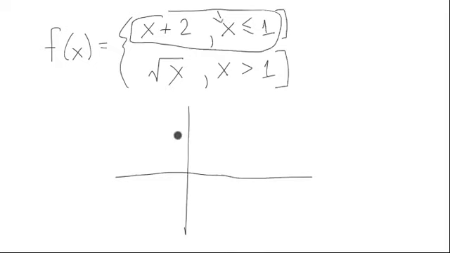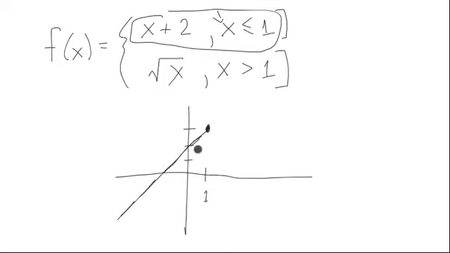So x plus 2, let's think about that as a graph with an x-intercept of negative 2, slope of 1, but we only draw it for x values that go up to 1. We include 1 because it's equal, so we put a closed dot there. We only draw it on one side of 1.